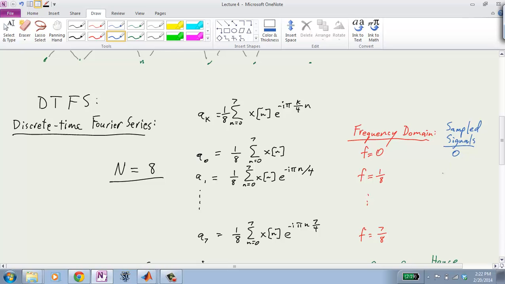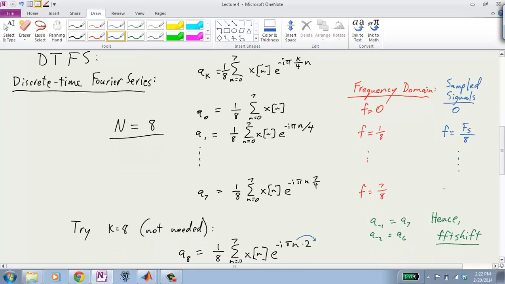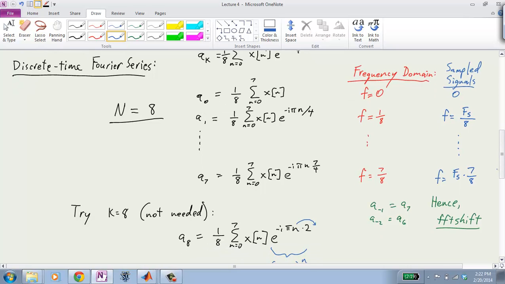So in other words, this would be f equals fs over 8, and so forth. And this would be f equals fs times 7/8. And that's why you were able to look at frequencies up to much higher things, because you had sampled at a high frequency. Any questions so far about this?